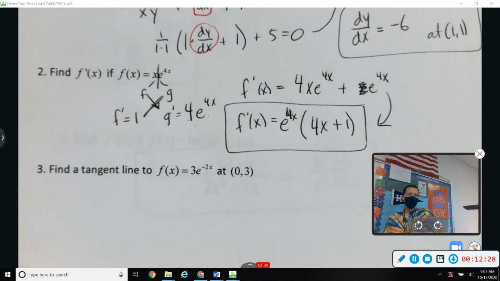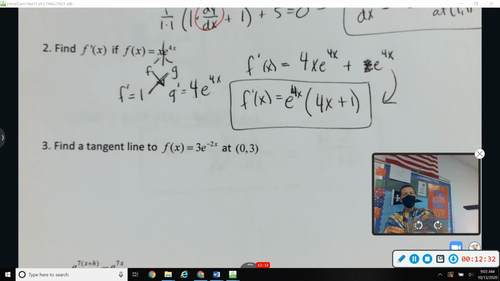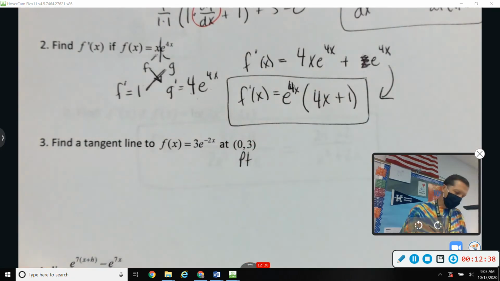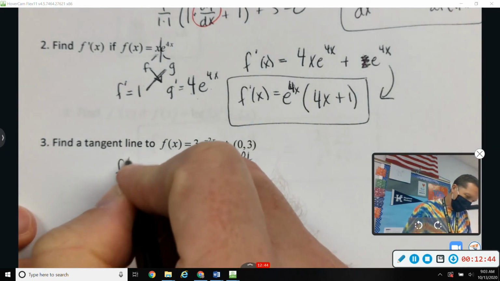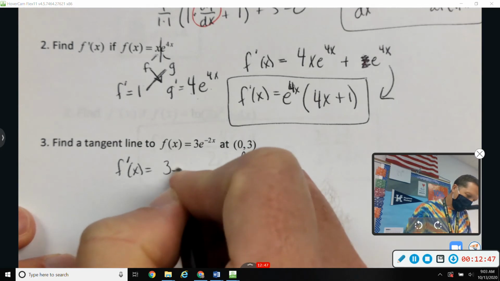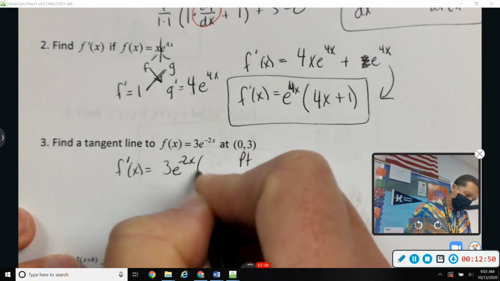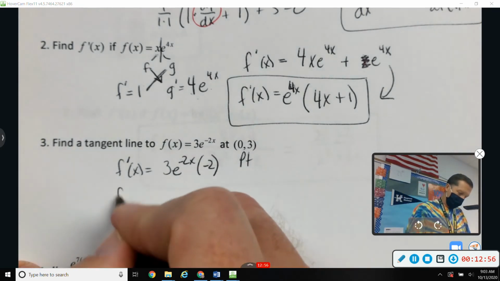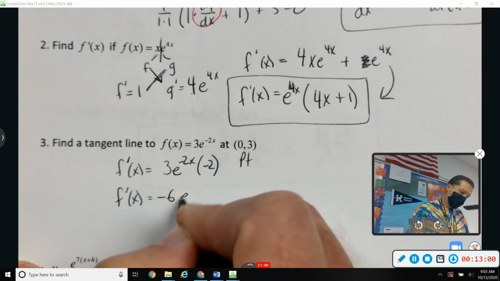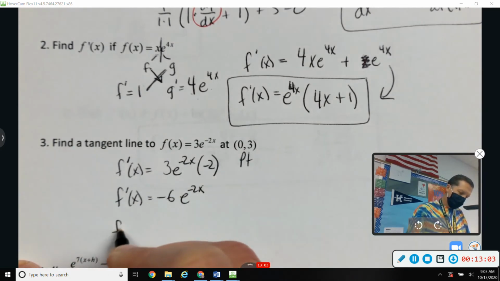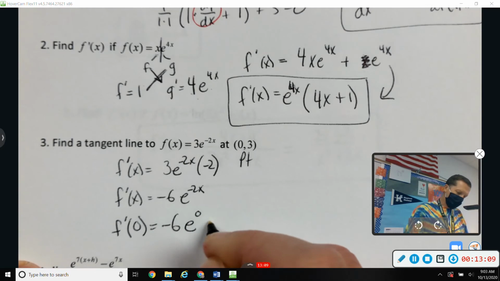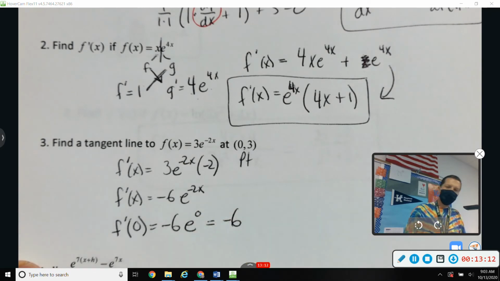All right, last one, find a tangent line. Okay, so derivative and then a point. We've got the point. So I need a derivative, and then I'll use the slope and the point to write the tangent line. So f prime would be 3 e to the negative 2x times negative 2, the chain rule. So that would be negative 6 e to the negative 2x. If I plug in 0, negative 6 e to the 0, e to 0 is 1, so my slope is just negative 6.